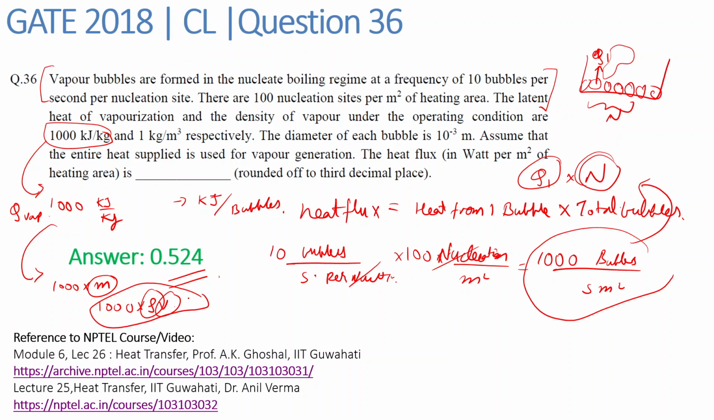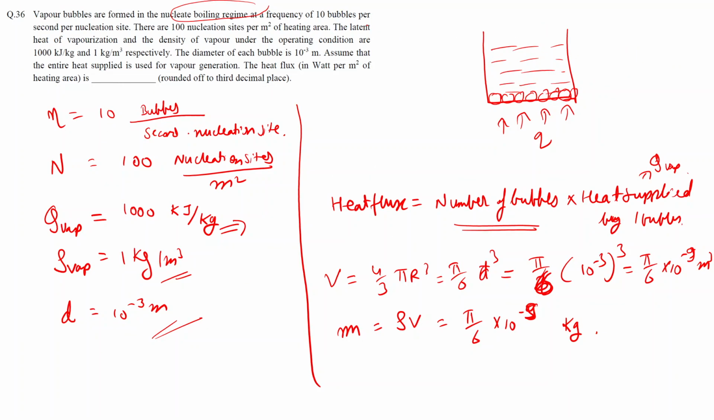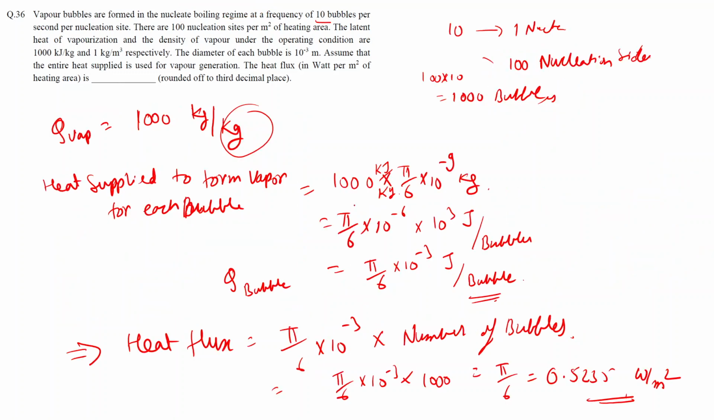So from here we will get the heat supplied by each bubble, which we multiply by the total number of bubbles n. That is how we solved this question to calculate the heat flux. You can quickly take a look here. Here we calculated the volume, and this is the mass using the given volume. Once we have this mass, we multiplied it by 1000 kilojoule per kg to change it into joule per bubble. Then we calculated the total number of bubbles and multiplied both terms to find the heat flux in watt per meter square.